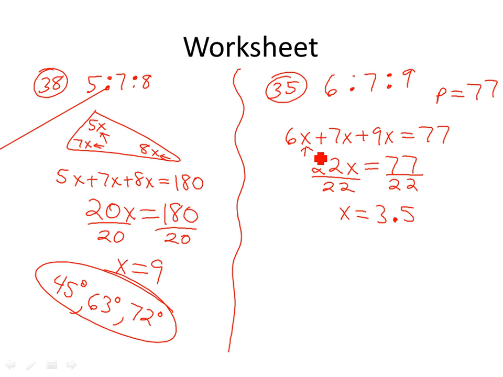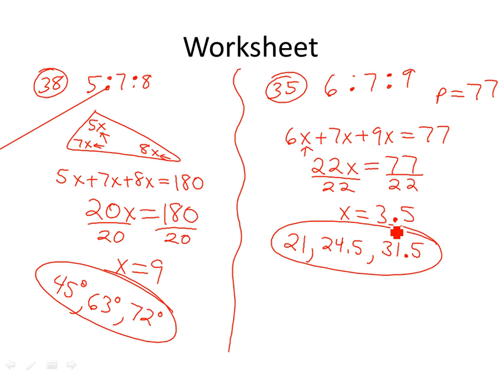What's 6 times 3.5? 21, 24.5, 31.5. It's all right for the sides of the triangle to be those? Yeah. Does everything have to come out all nice and even? Not in 3rd grade anymore.